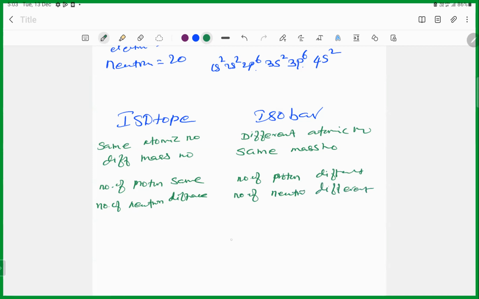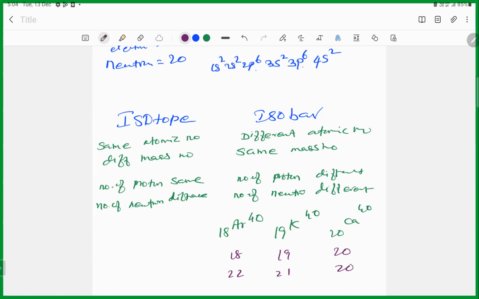So I'm telling 18 argon 40, 19 potassium 40, 20 calcium 40. You calculate for that. Proton is 18, 19, 20. Neutron is 22, 21, and 20.